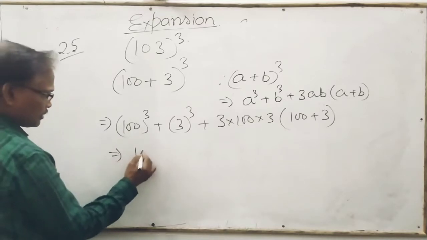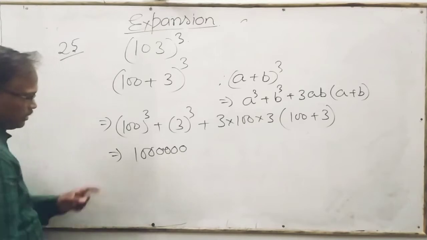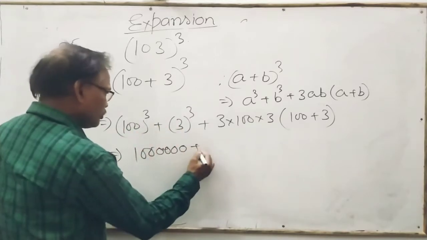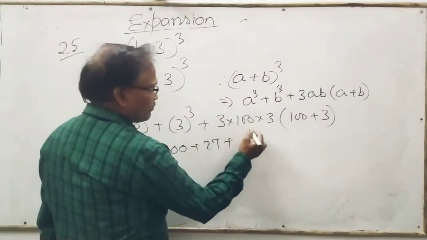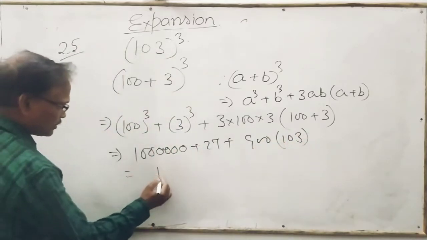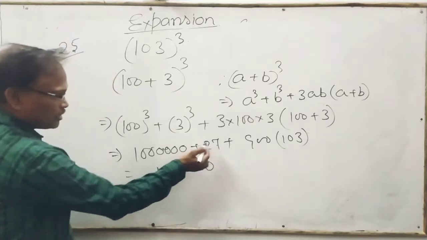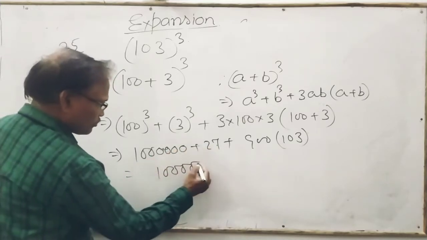What you will get? This is very simple. 100 into 100 into 100, and 27, and 900 into 103. And then simplify. Can you add these? Yes, you can add here.